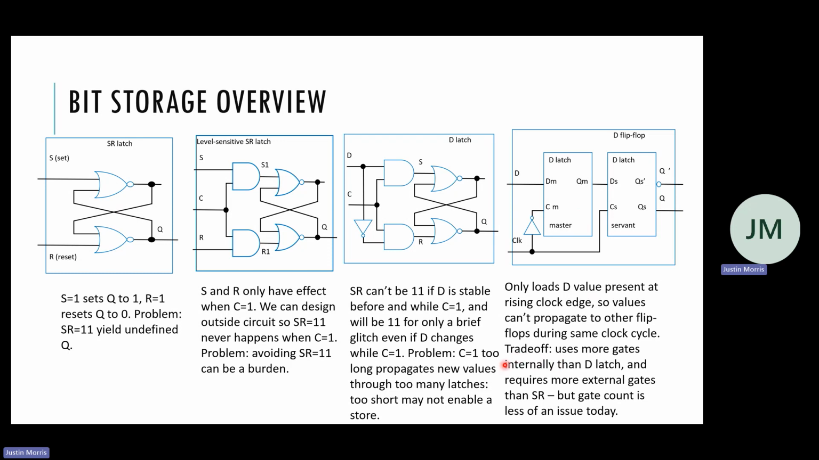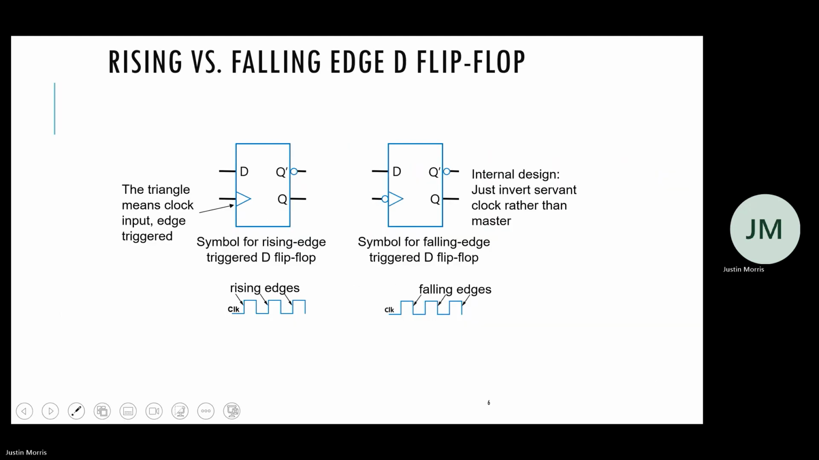So this solves our problem of having to do strict timing, but it costs us twice as many gates, right? We have to have 2 D latches. But again, this is not as much of a problem today, right? We have plenty of space on chips. We can fit billions upon billions of transistors, right? All right. So the other thing is, it doesn't have to be a rising edge flip-flop. It can be a falling edge flip-flop.